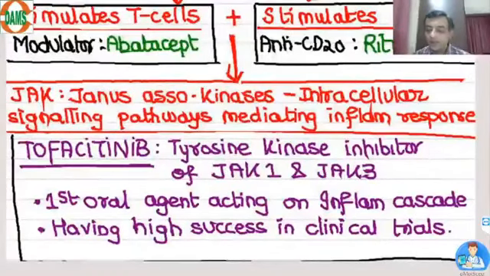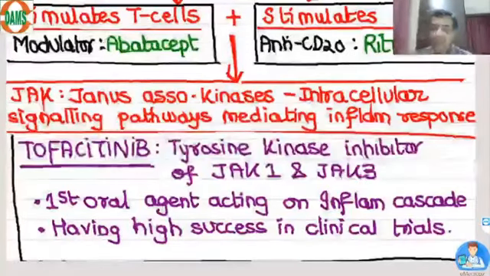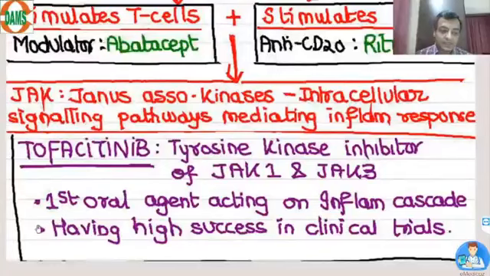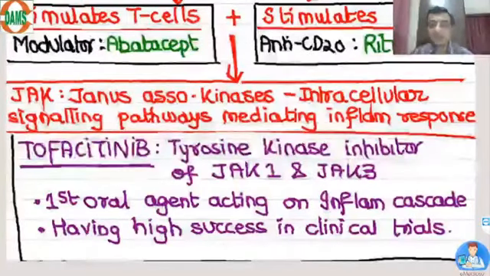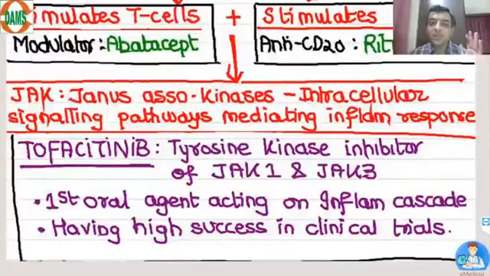Tofacitinib can be given. It is the first oral agent acting on the inflammatory cascade, and it is showing high success in clinical trials. Please remember, in future tofacitinib may replace anti-TNF alpha agents because oral agents are always preferred in practice, but the cost of the therapy remains prohibitive.